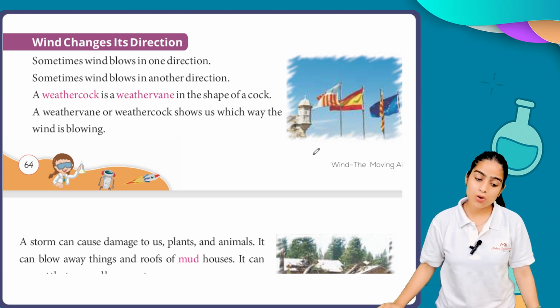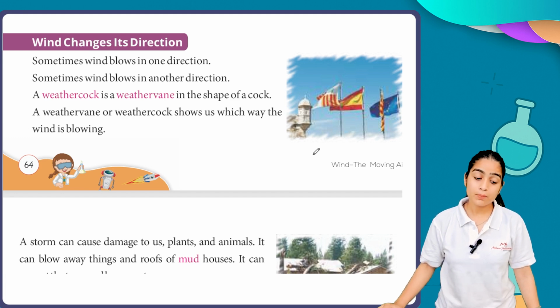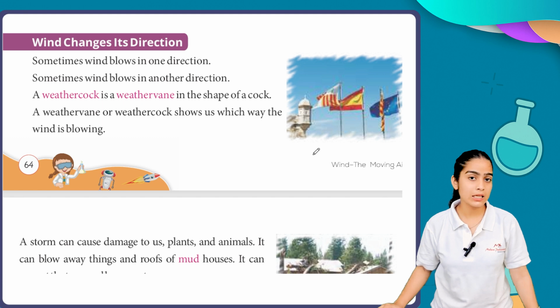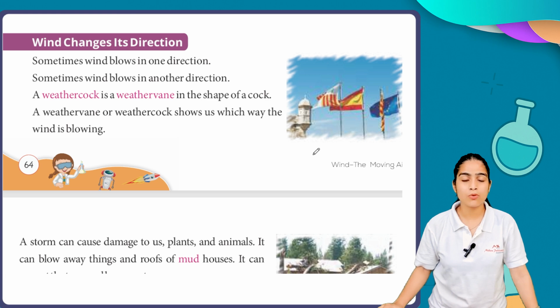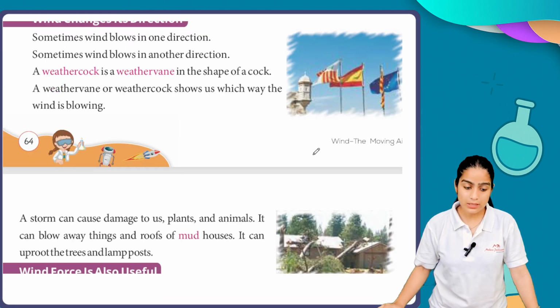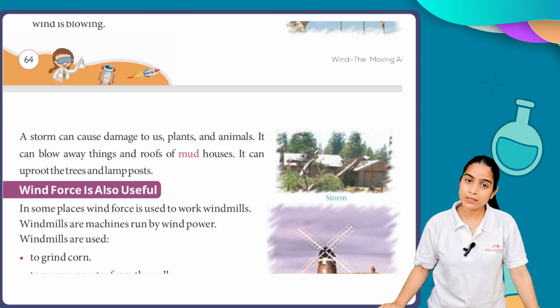Now, a storm can cause damage to us, plants and animals. It can blow away things and roofs of mud houses. It can uproot trees and lamp posts. Have you ever seen a storm? Some days ago there was a storm in Delhi, and after that storm so many trees were broken, so many plants were uprooted, and so many mud houses were damaged. So it means a storm is not good for us. It damages plants, animals and valuable things as well.